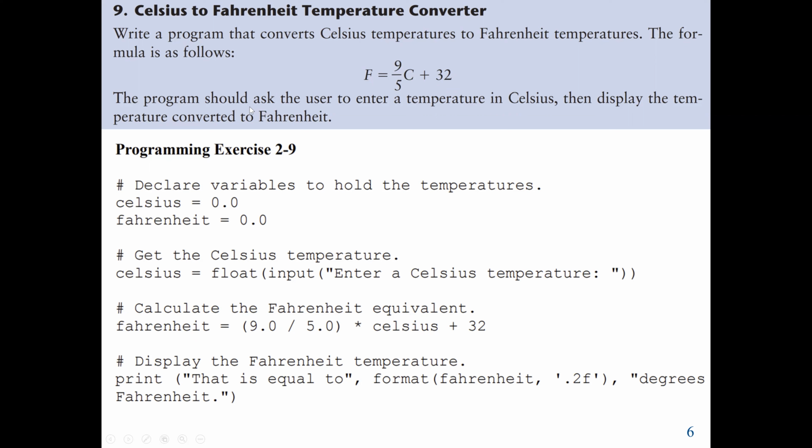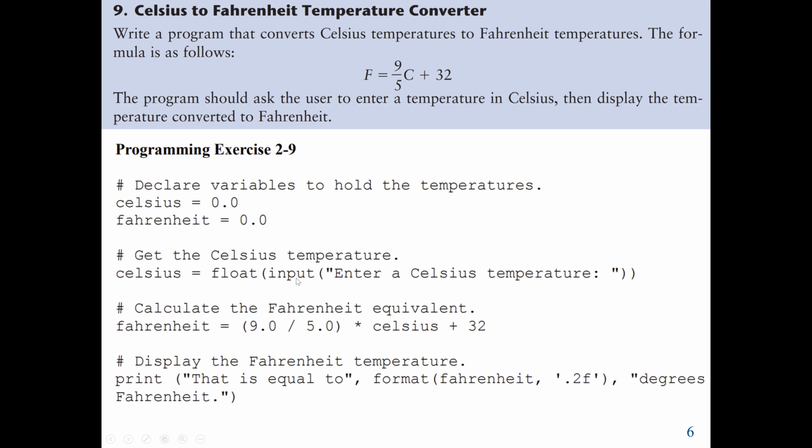Now here the program should ask the user to enter the temperature in Celsius. Then it will display the temperature converted to Fahrenheit. So we declare the variables for all the temperatures, which are the Celsius and also the Fahrenheit. So we get our input. Here we need only one input, which is C, the degrees Celsius. So we ask the user to enter a Celsius temperature using the input function again.